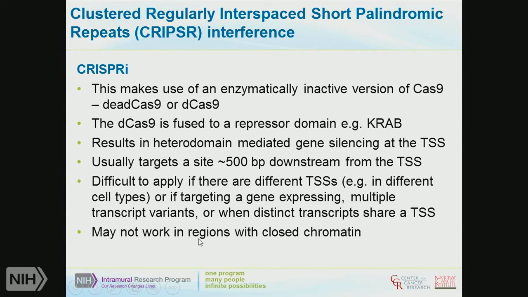It also may not work in regions with closed chromatin. So I think there's clearly a lot of interest in the community about being able to use this. We're certainly interested, but it's not quite prime time for everybody to use at this point. But certainly, if you're interested, go ahead and give it a try.